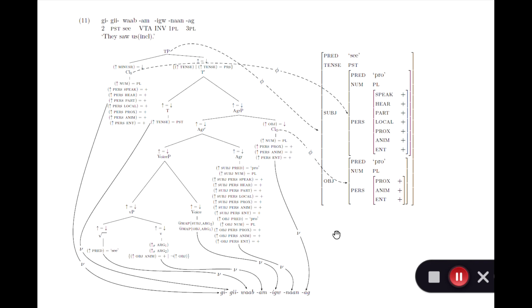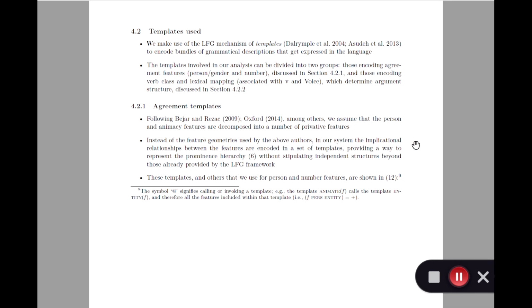And here is the same thing, but with the templates exploded to show the actual features that are encoded in these templates. So the templates that we use allow us to encode various things. There are two main groups. There's the ones that encode agreement features, so person and gender and number, which allows us to encode the prominence hierarchy. And then there's other ones that encode verb class and lexical mapping, so whether it's direct or inverse. And so first I'll talk about the agreement templates.